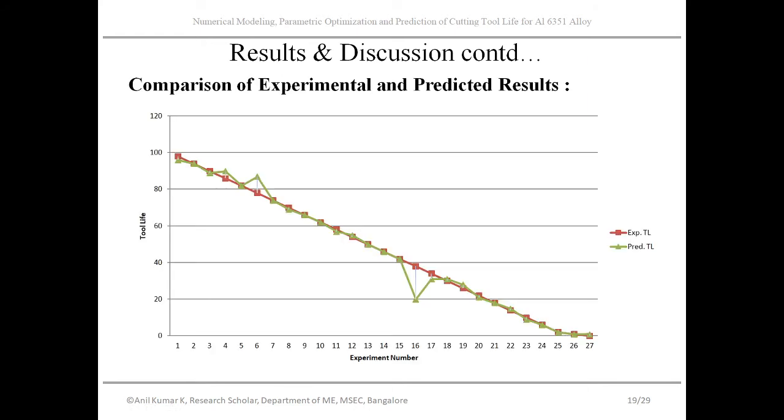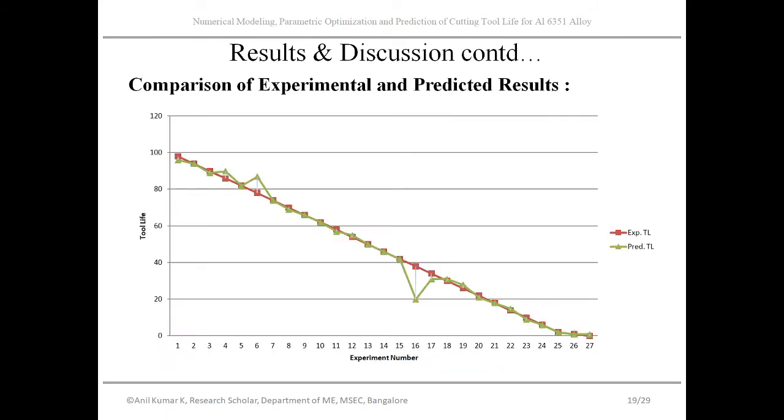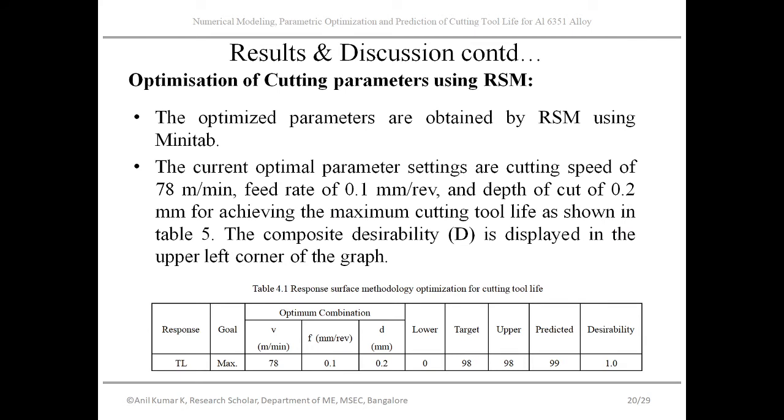This is a comparison between the experimental and predicted tool life. By this comparison we can conclude that there is a close relationship between the experimental tool life and predicted tool life. Later, optimization of cutting parameters using response surface methodology. I have used Minitab for the response surface methodology optimization. Here the optimal parameters are speed 78 meters per minute, feed rate 0.1 mm per revolution and depth of cut 0.2 mm for achieving the maximum cutting tool life.